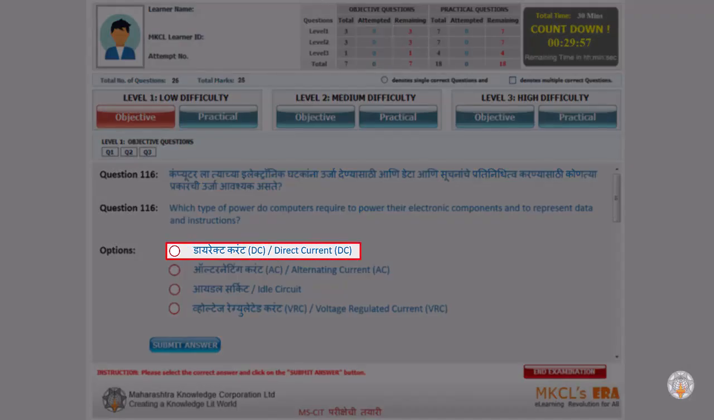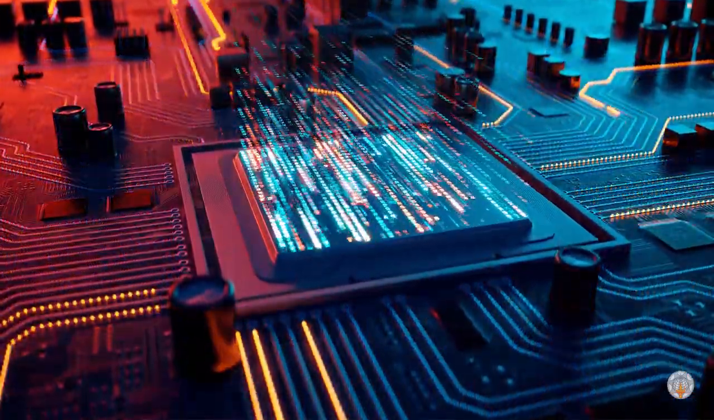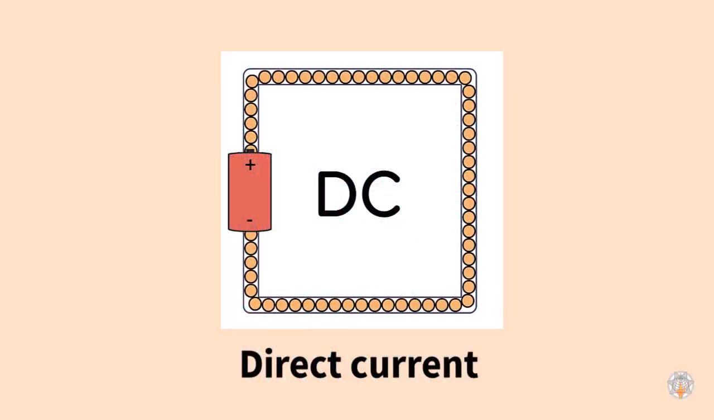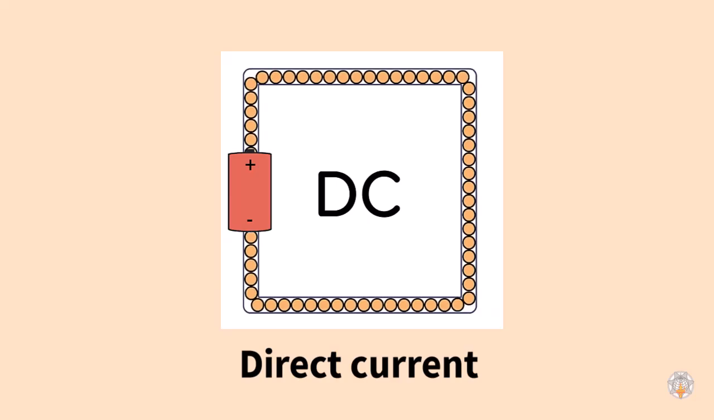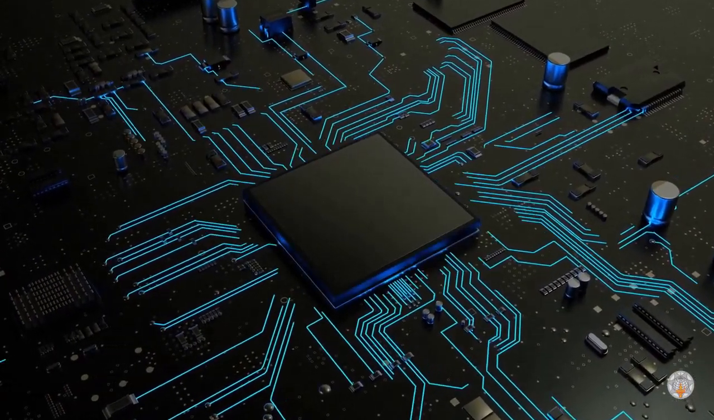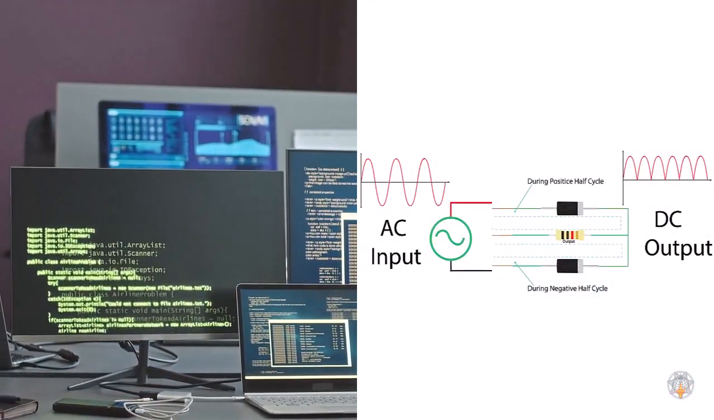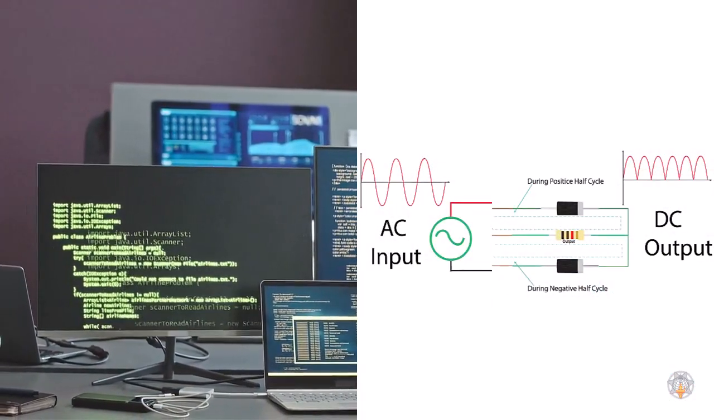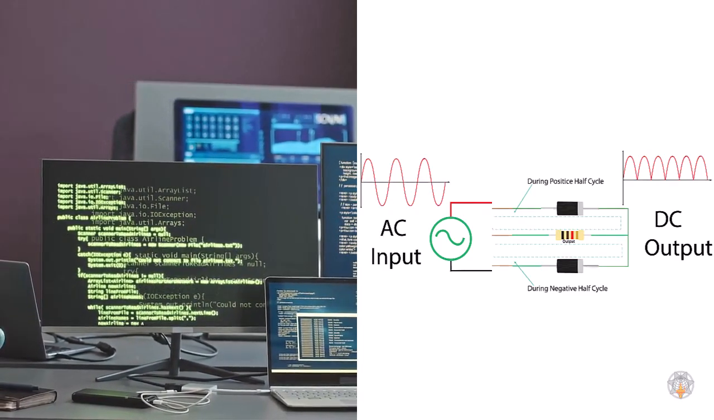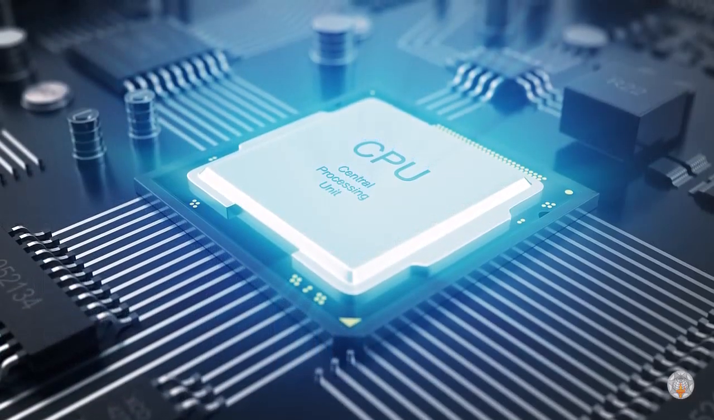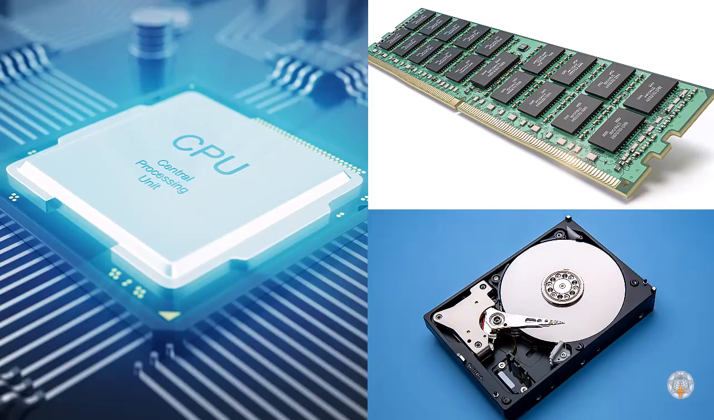Direct current DC. Computers require direct current to power their electronic components. DC flows in one direction and provides a stable and consistent voltage, which is essential for sensitive computer circuits. Power supplies in computers convert alternating current, that is AC, from the wall outlet into DC to ensure proper functioning of the hardware, including the processor, memory, and storage devices.